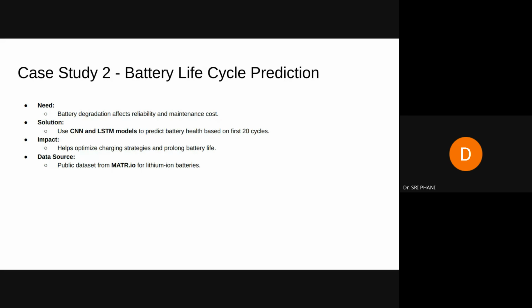Publicly available data sets can be found at matter.io and for lithium ion batteries, and there are various data sets, because currently it is one of the most thriving problem statements: what is the state of charge, RUL, battery life estimation. These are among the most thriving aspects of electrical engineering in EV vehicles, and you have a lot of open data sets available.